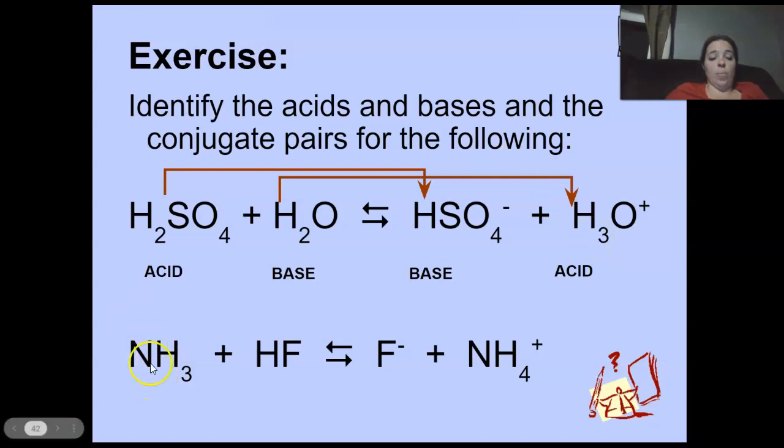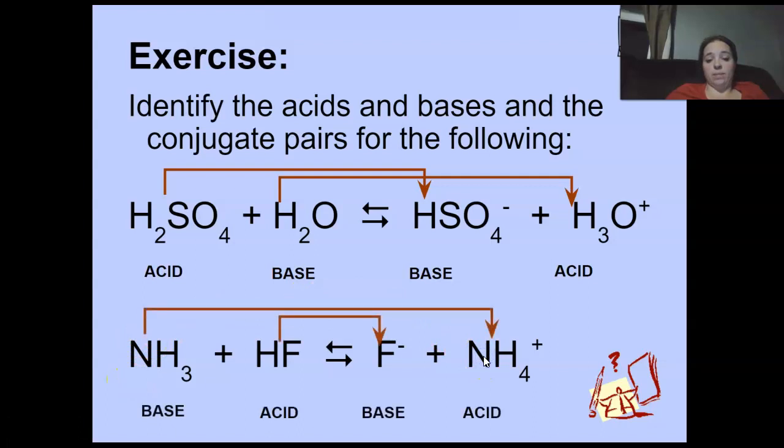Let's look down here. We've got ammonia and hydrofluoric acid goes to fluoride and ammonium. So there's the H, and it's leaving this. So this has to be the acid with its conjugate base, which means this is the base with its conjugate acid. Right, like that. Okay. Yes, you can do the arrows just like that, however it's easiest for you.